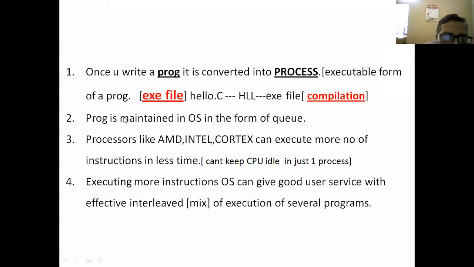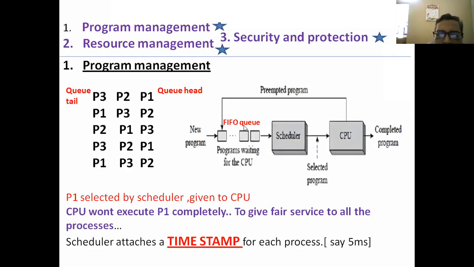These programs are maintained in the OS in the form of a queue. So where is that queue? Here is that first in, first out queue, where the OS maintains so many programs, and the queue has a head end and a tail end. These rows, row 1, row 2, row 3, are nothing but queues. If I look at the first row, P1 will be at the head of the queue and P3 is the process at the tail end of the queue.